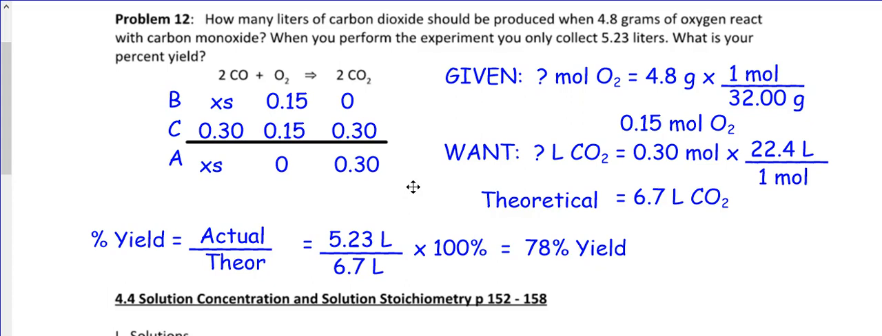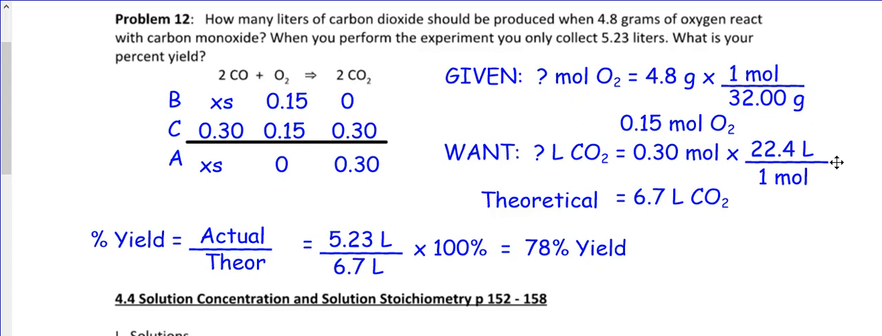But I don't want moles. Look at what the value right here is, 5.23 what? Liters. They're not asking for grams. We need to find the liters. So how many liters of carbon dioxide do I have? Well, I have 0.30 moles. And remember that number I told you in a prior video? It's 22.4 liters. I'm assuming it's at STP because they don't tell me otherwise. So I end up with a theoretical yield of 6.7 liters.